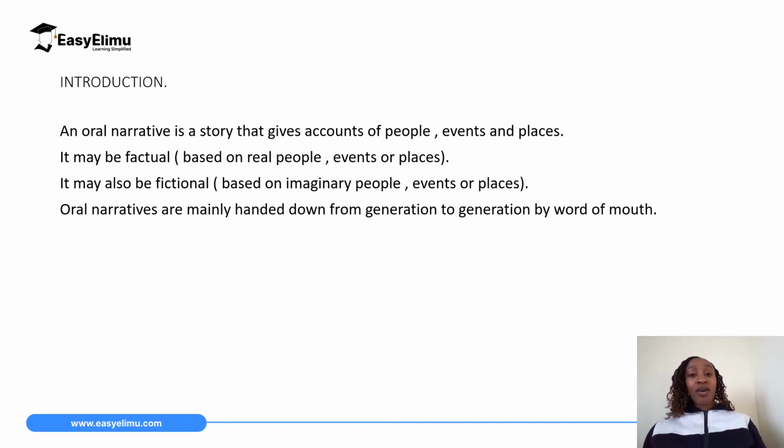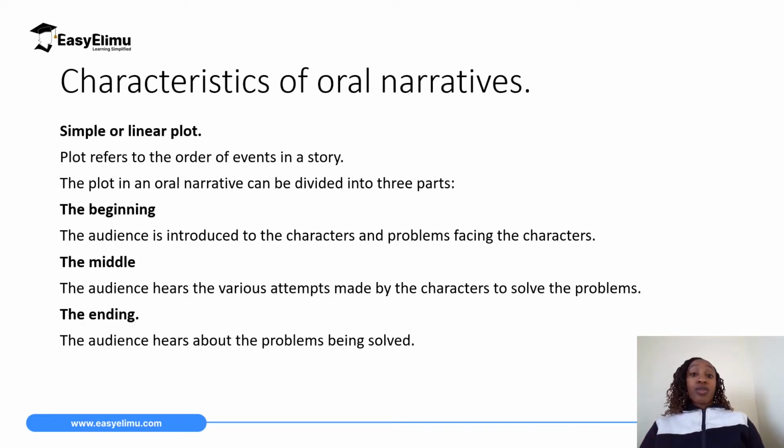So what are some general characteristics of oral narratives? Number one is that the plot is very simple or very linear. So remember we said the plot is the order of events in a story. And so the plot of an oral narrative can be divided into three.